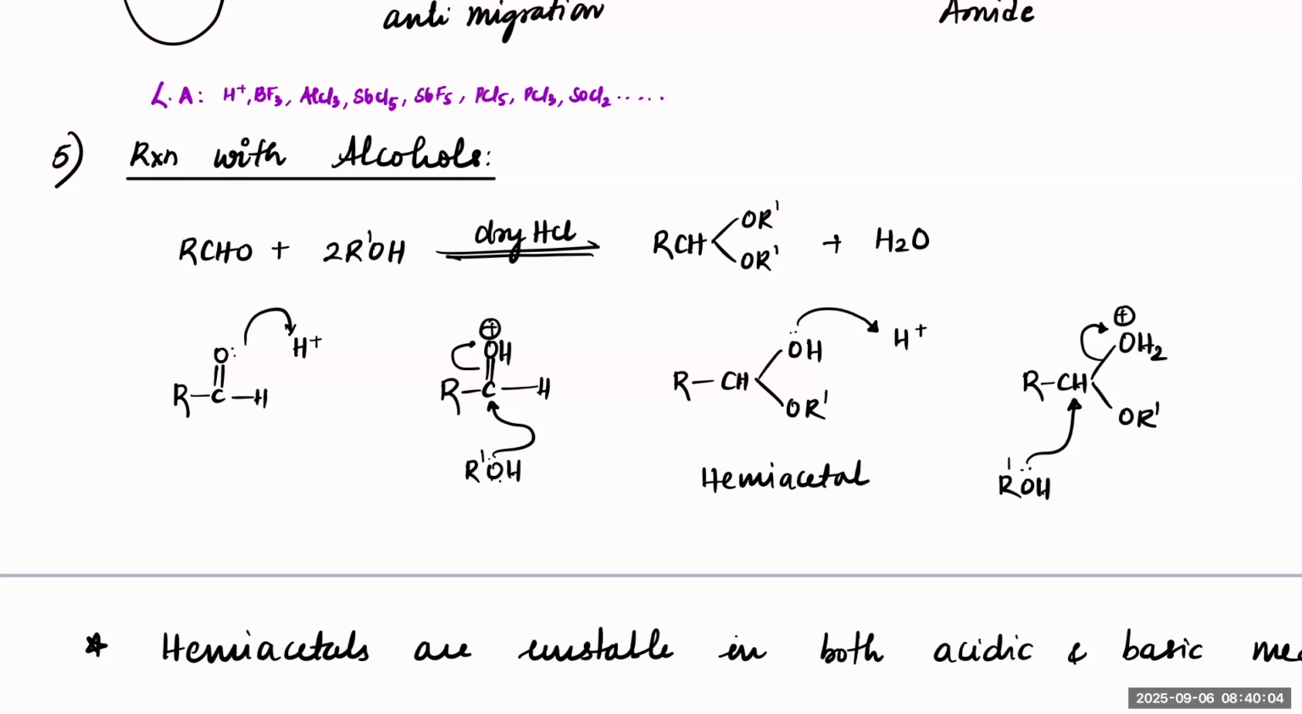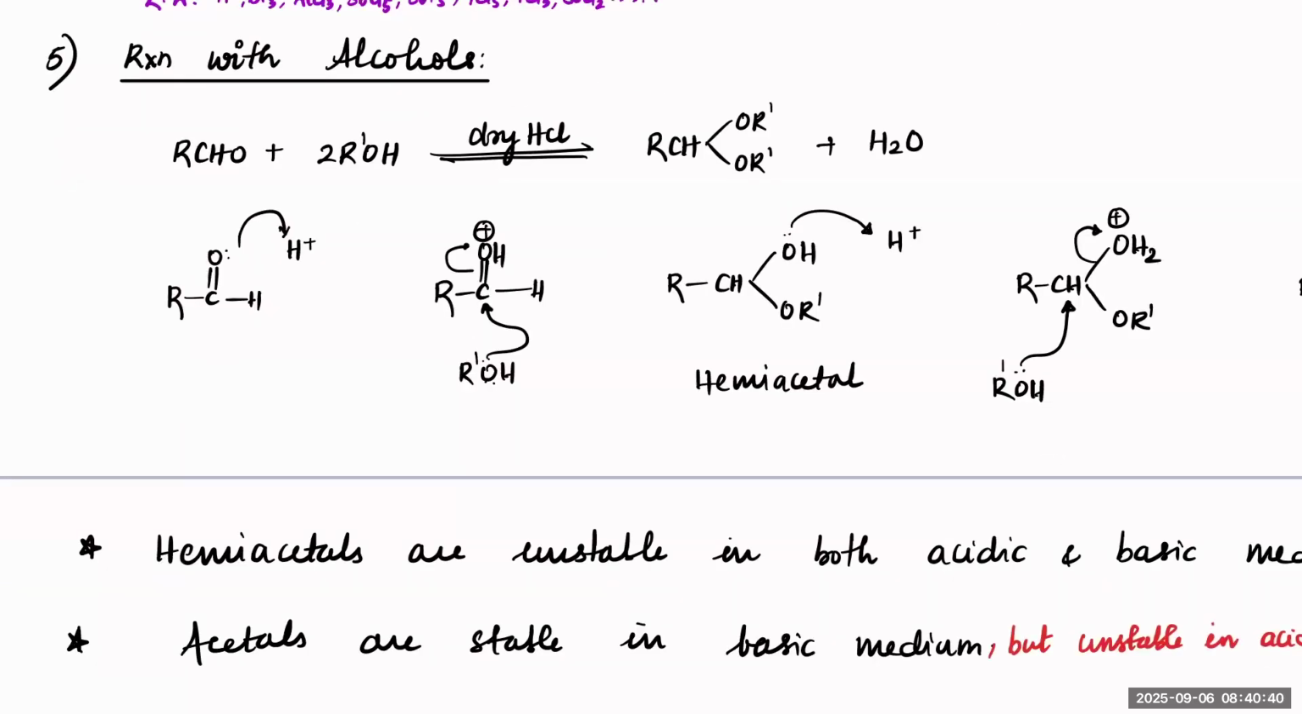But if you want to make the reaction go more in the forward direction, always use dry HCl, that means without water. Now the lone pair from oxygen will take H plus. You'll get OH plus. Then the alcohol R dash OH will attack on carbon. As it attacks, the pi bond will shift onto oxygen and you will get this product. This product is called hemiacetal. We discussed this before in ethers, the hydrolysis of ethers. So hemiacetal is the compound formed.